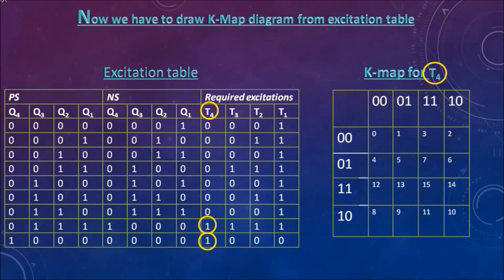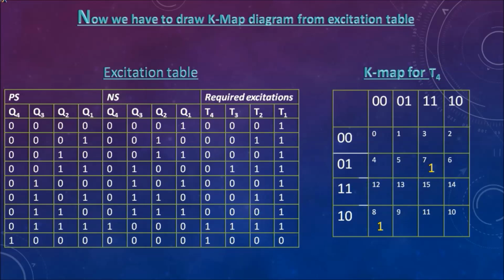So in the K-map you have to remember this short process. You have to remember the cell numbers, that is 0 1 3 2 4 5 7 6 12 13 15 14 8 9 11 10. This is a short process. You just see at the T4 column in which position it is 1, and you just put it in the K-map. Here the 7th and 8th positions have 1, so in the K-map we put 1 in the 7th and 8th positions.